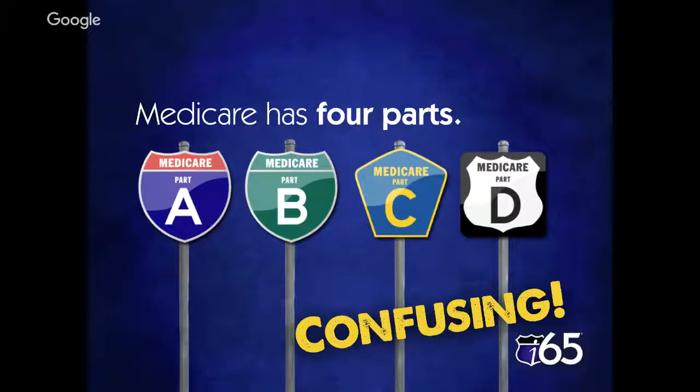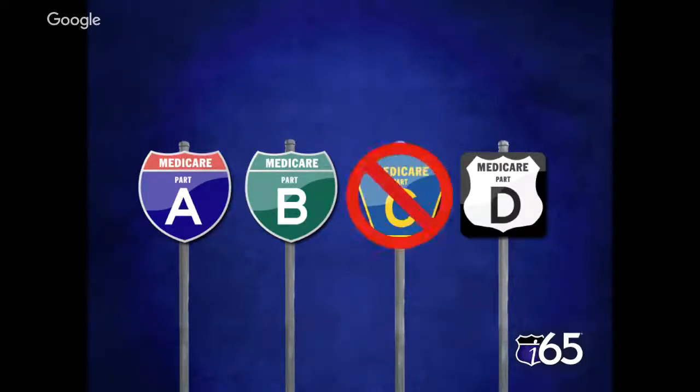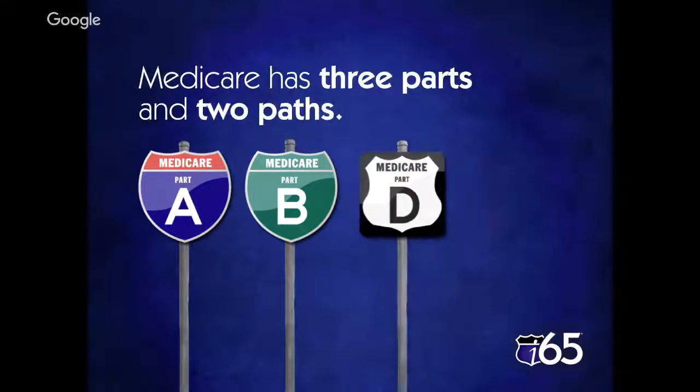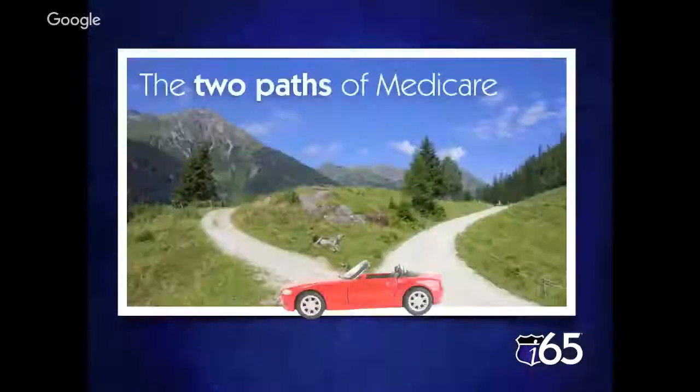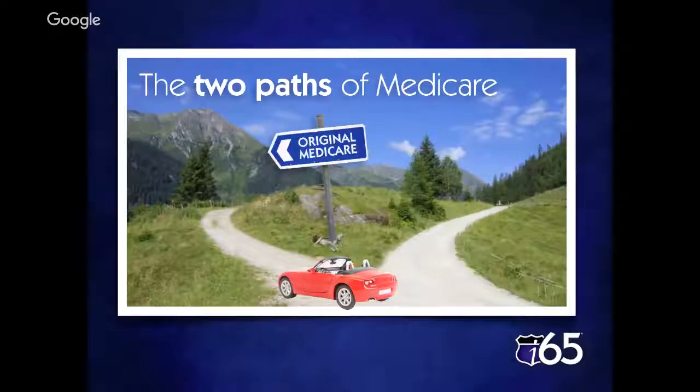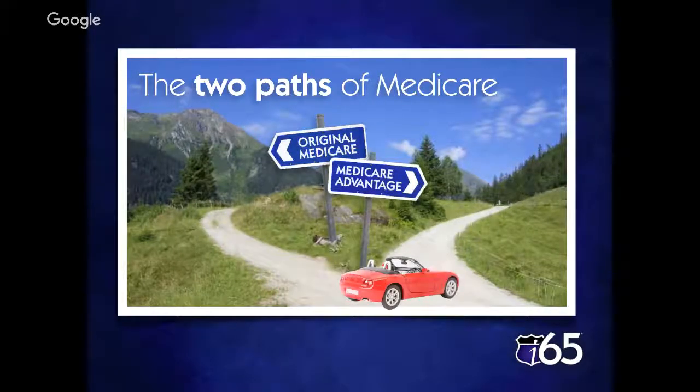C is actually just a different way to get parts A and B and D. So we prefer to teach Medicare has 3 parts, A, B, D, and 2 paths, 2 unique ways to get those 3 parts. So let's talk about these paths. When you are making your initial Medicare enrollment decision, you are standing at a fork in the road. Which way do you go? Do you go the path of original Medicare, or do you go the path of Medicare Advantage?